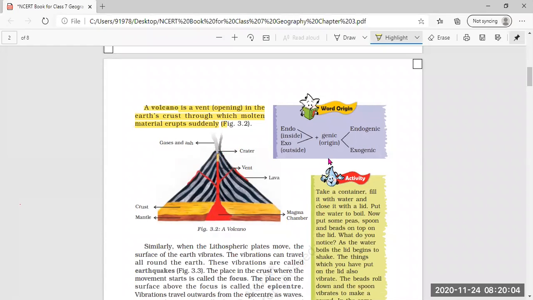We can see that. Now, the word origin: endo means inside and exo means outside. That is why it is called endogenic when the movement is deep inside, and the changes are made deep inside the earth only. Exo means the outer side, where the changes are made due to forces on the outside of the earth, and thus from exo it is called exogenic.